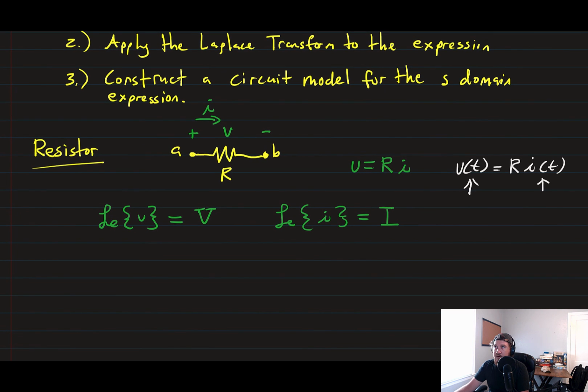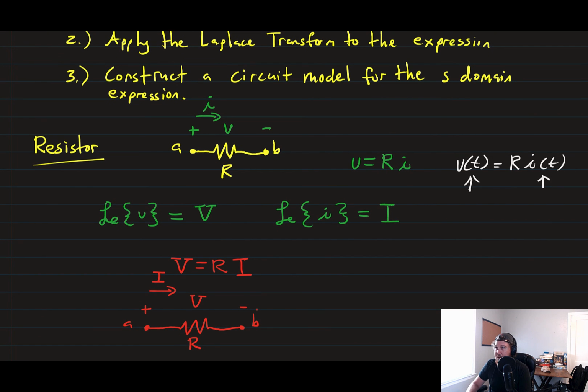So that means that our expression for the Laplace transform of our resistor voltage-current expression is exactly what we started with. V equals R times I. And so the model for that doesn't change. It's just our terminal A, our schematic symbol for R, our terminal B. We still have R. There's still a voltage drop of V across the resistor, and there's still a current of I through the resistor.